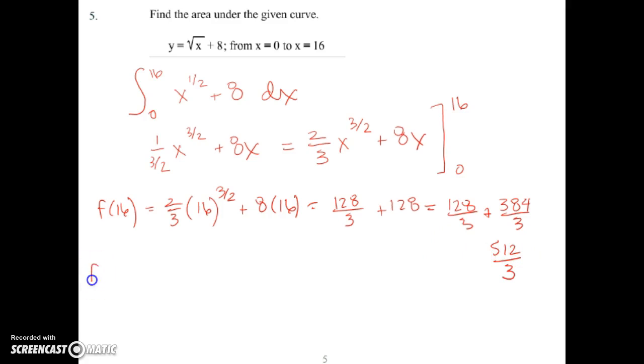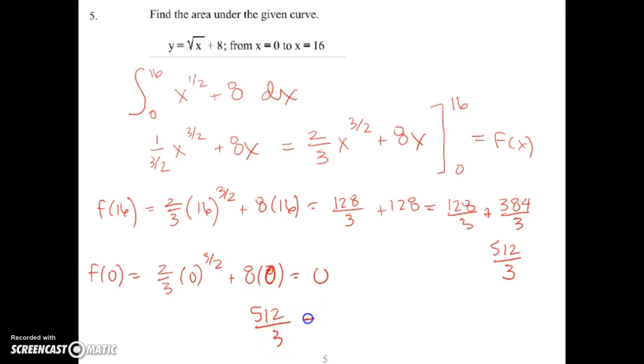Now let's find F of 0. F of 0 is going to be 2/3 times 0 to the 3/2 plus 8 times 0, which is 0. So we're going to say 512 over 3 minus 0 gives us 512 over 3 units squared.